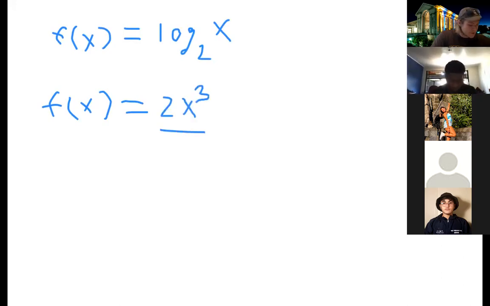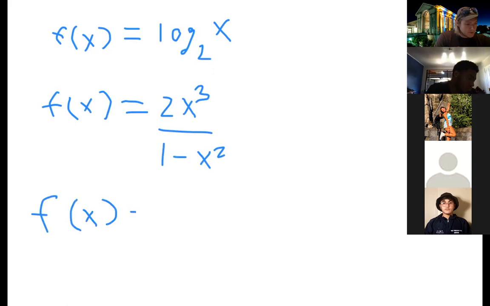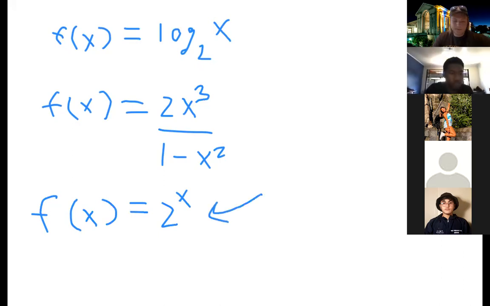2x cubed over 1 minus x squared. And we've seen stuff where f of x is equal to 2 to the x power. So in this case, does anyone know what this type of function is called? I'm just curious. Isn't it like the opposite of a log? Exponential. Yeah, exactly. So this is an exponential function. It's basically when we plug in values for x, we're squaring, cubing, quadrupling, and so on and so forth.